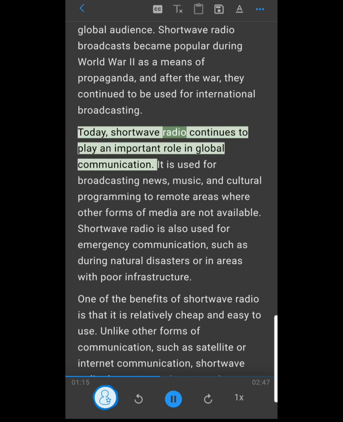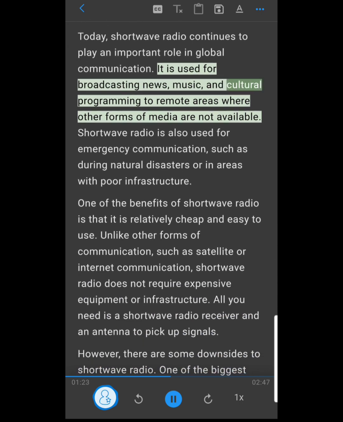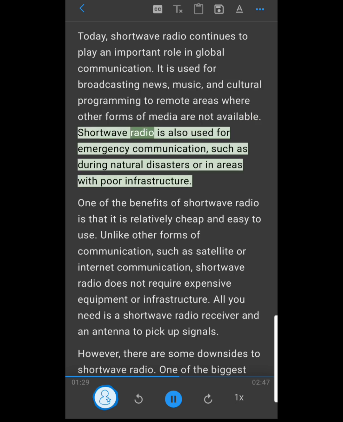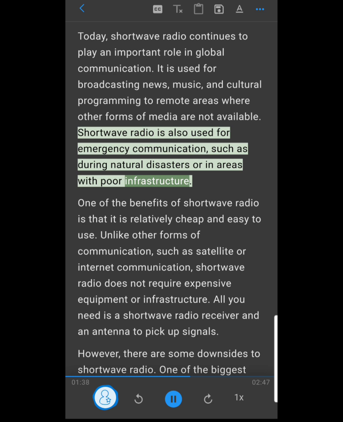Today, shortwave radio continues to play an important role in global communication. It is used for broadcasting news, music, and cultural programming to remote areas where other forms of media are not available. Shortwave radio is also used for emergency communication, such as during natural disasters or in areas with poor infrastructure.